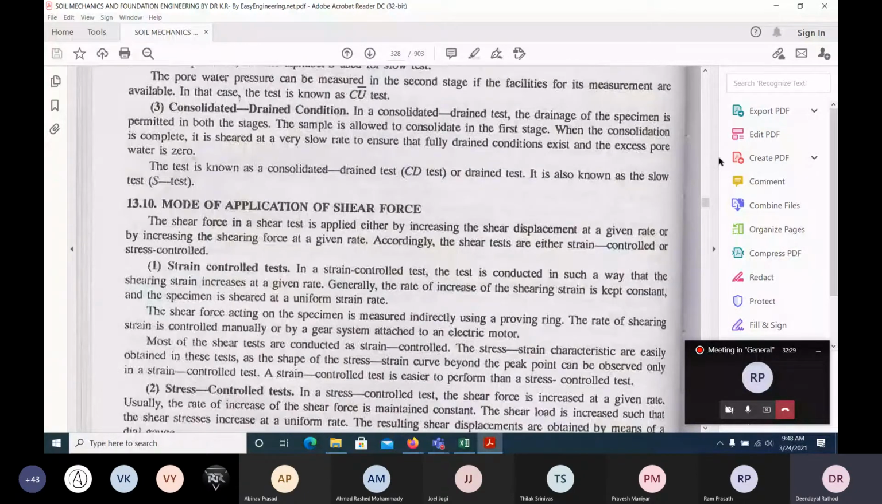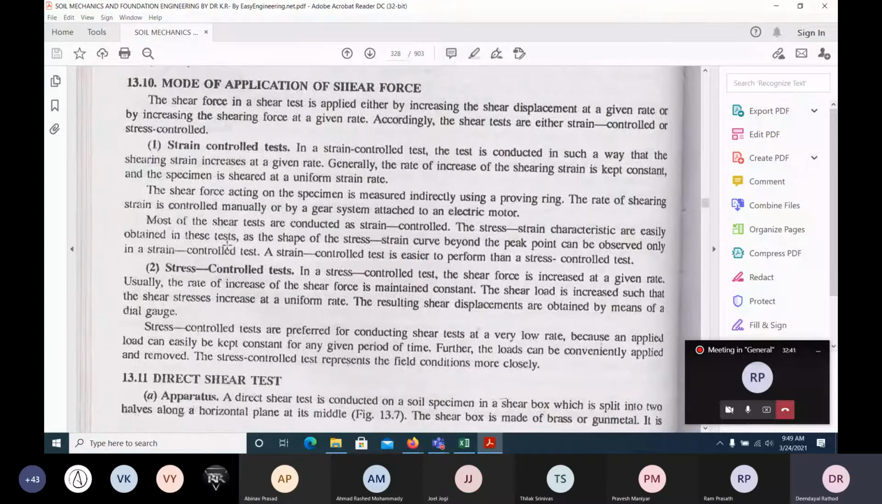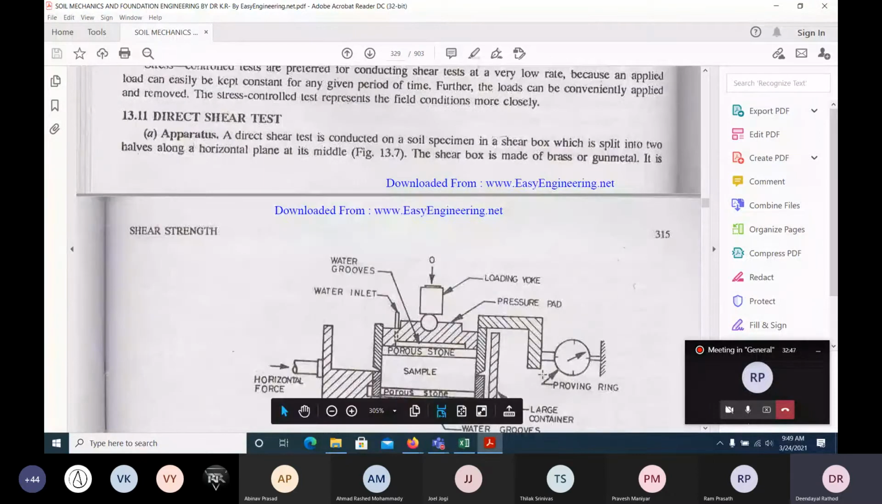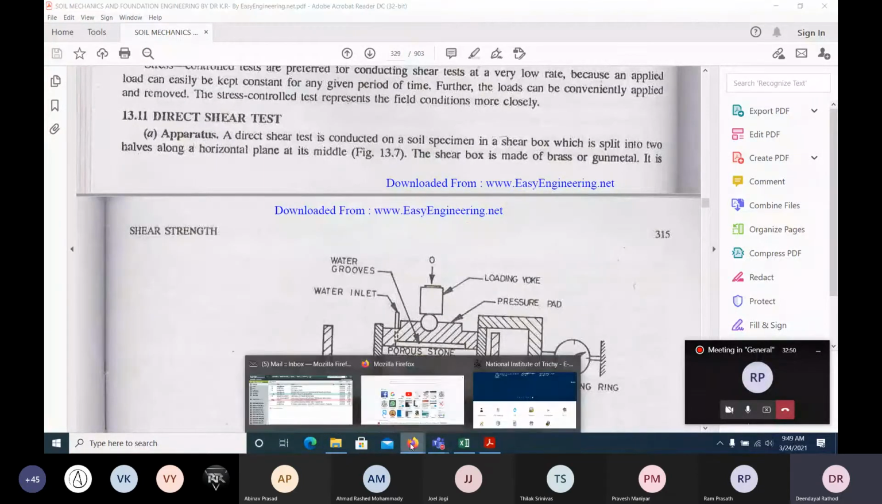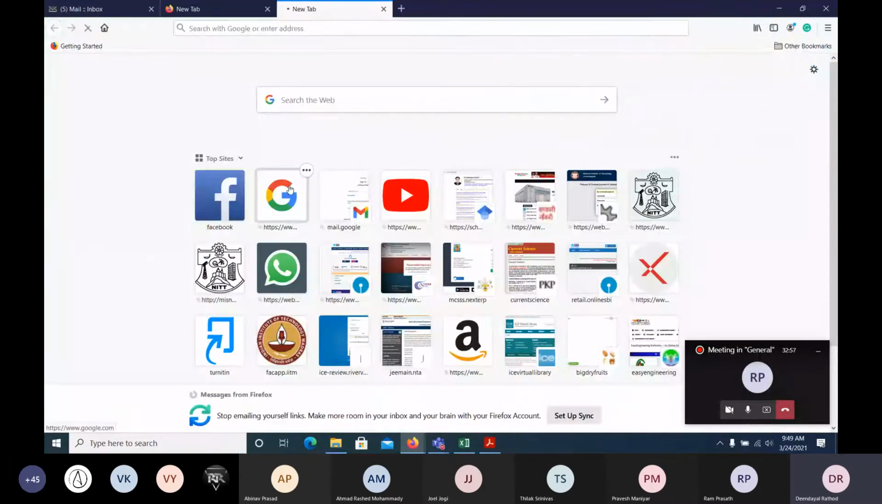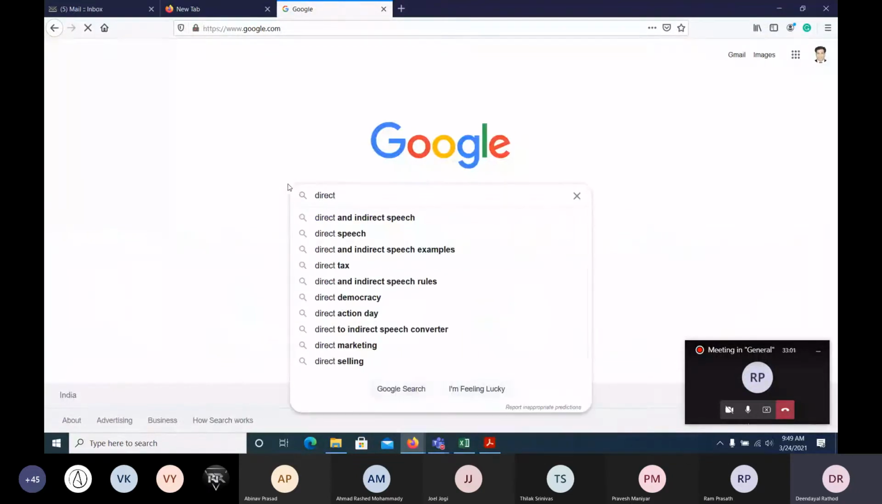So this shear stress would be applied maybe in a strain control manner or a stress control manner. That means sometimes we'll control the strain and keep on applying the load, or sometimes we'll apply strain and control the stress. Okay, so here what I will do is now I will show the direct shear test. Let us have some photos so that you will understand.